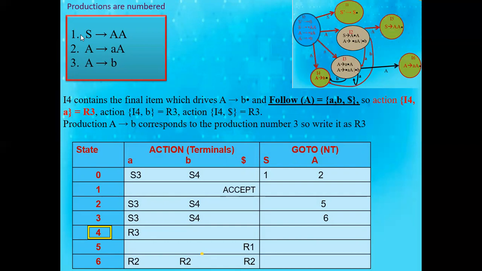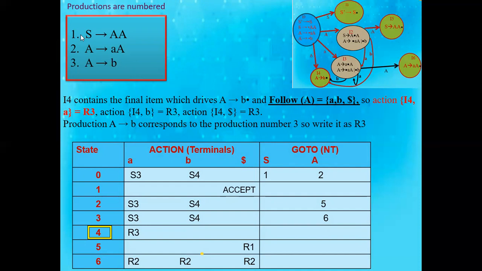So in this case I need to find only the follow of A. Because this particular state I4 is only having the production A gives B dot, right? So here I4 contains the final item which derives A gives B dot. So we need to find the follow of the left hand side, LHS, of this production. So therefore follow of A.